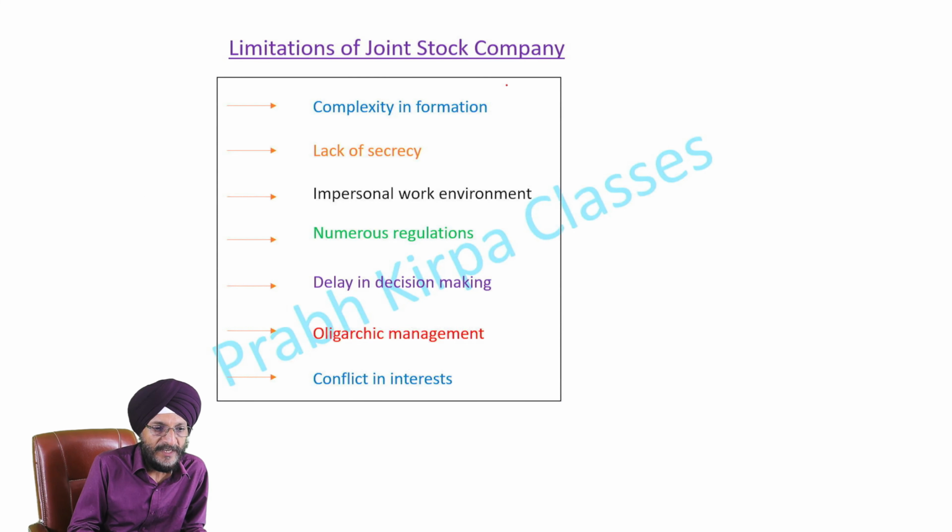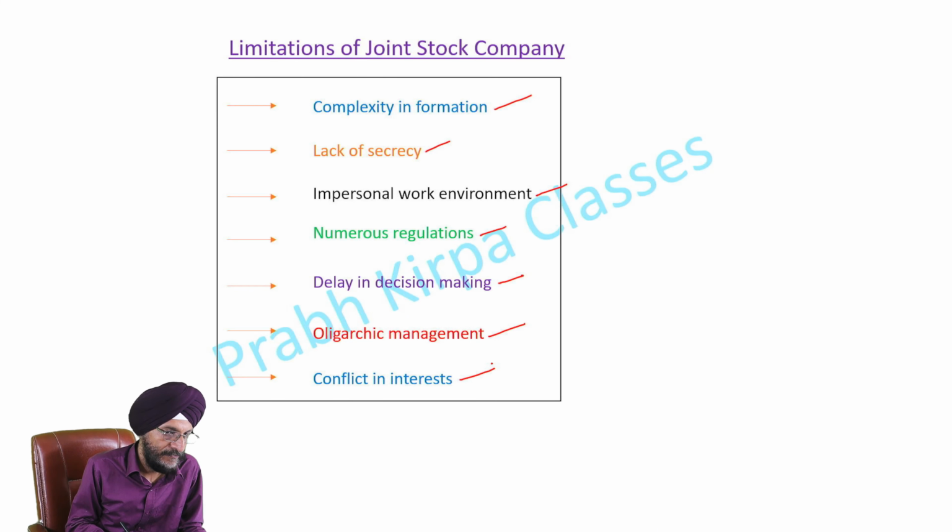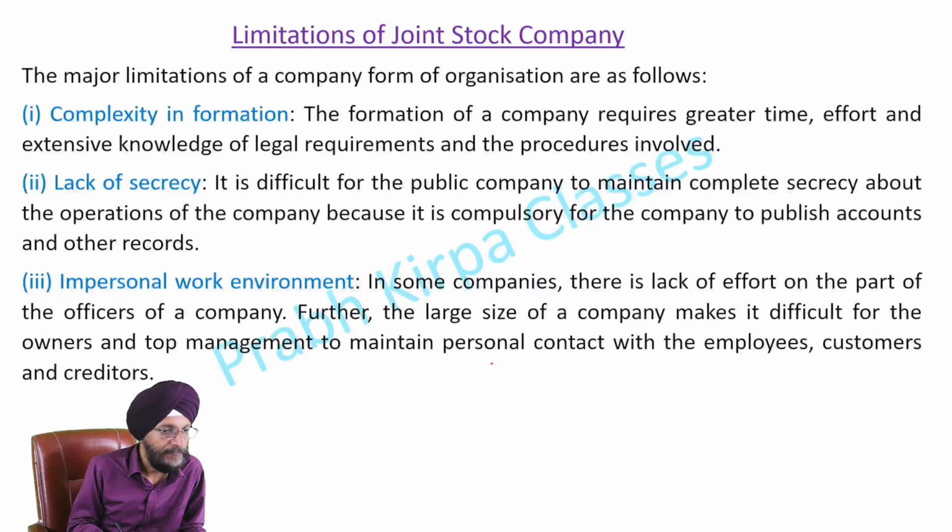Now we will understand the limitations of joint stock company. Its limitations are complexity in formation, lack of secrecy, impersonal work environment, numerous regulations, delay in decision making, oligarchic management, and conflict in interest. We will understand each of its limitations one by one.